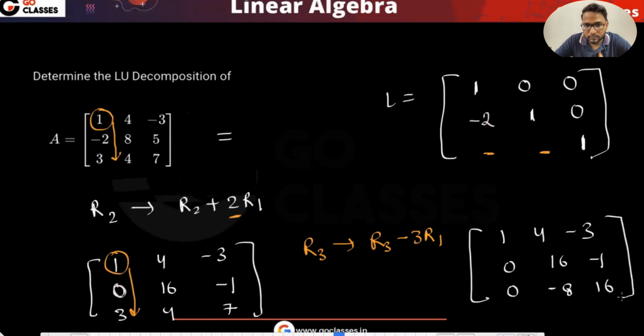So this will be the final matrix. Now, can you tell me, to make this 0, what you did? You basically had minus 3 here. Okay? So what should you be writing here? What should you be writing here? 3. Yes.